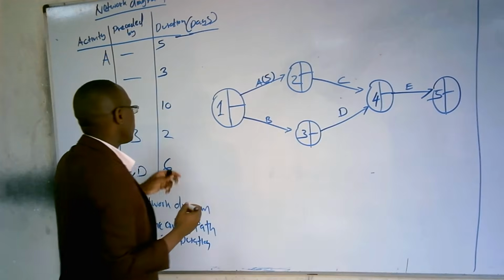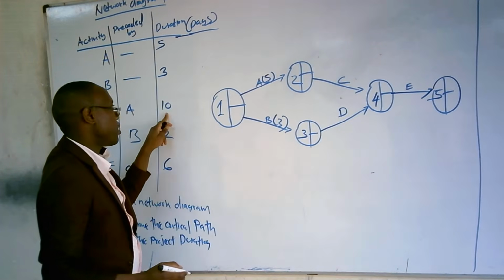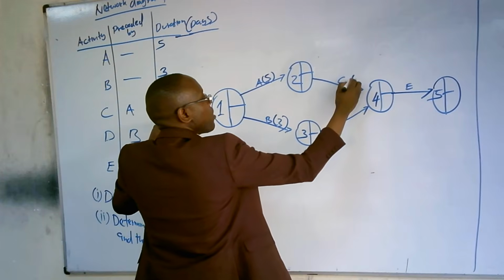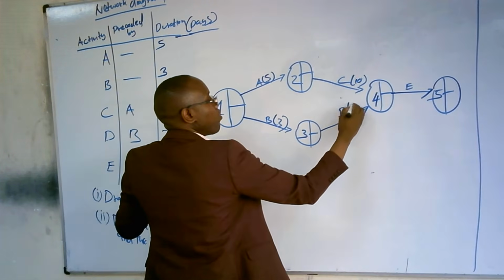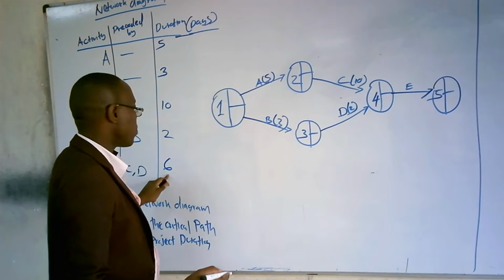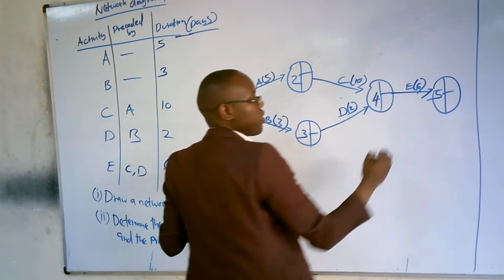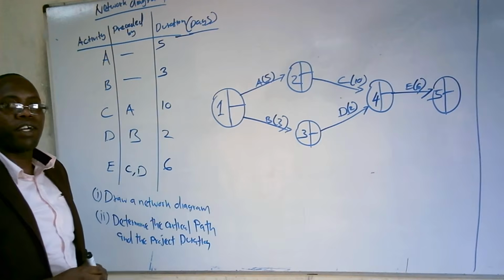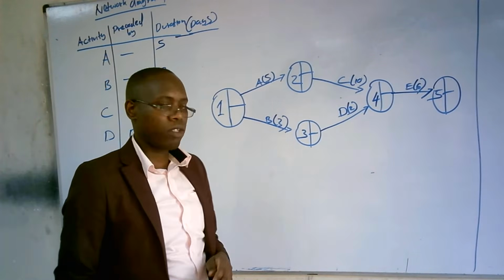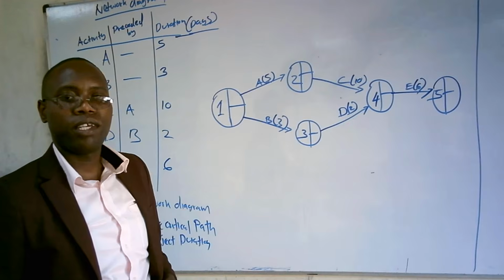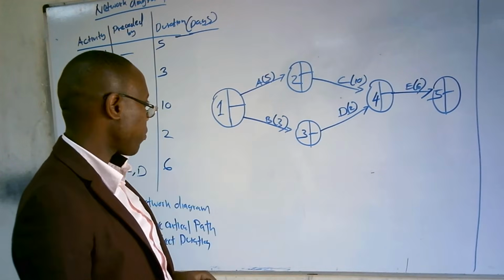For activity B, duration is 3. For activity C, duration is 10. And then for activity D, duration is 2. And then for activity E, duration is 6. So that's the duration that we have been given, the number of days that they are going to take for you to complete those particular activities.